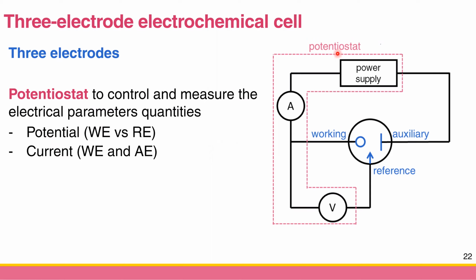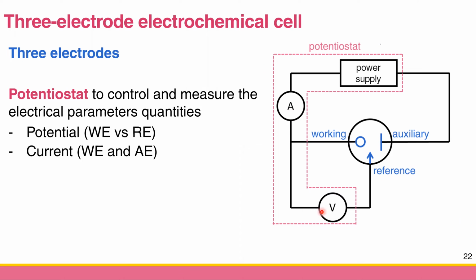The potentiostat will basically have the voltmeter across the working and reference electrode. You can see from the circuit here that the voltmeter is put across the working and reference electrode in order to measure the potential difference. And to measure the current, we need the ammeter. The ammeter is placed in the circuit between the working and the auxiliary electrode.